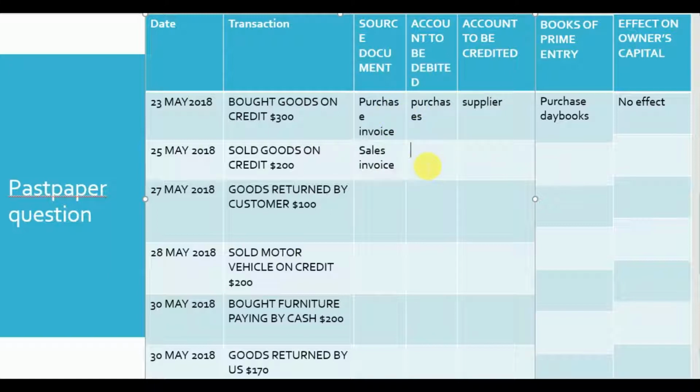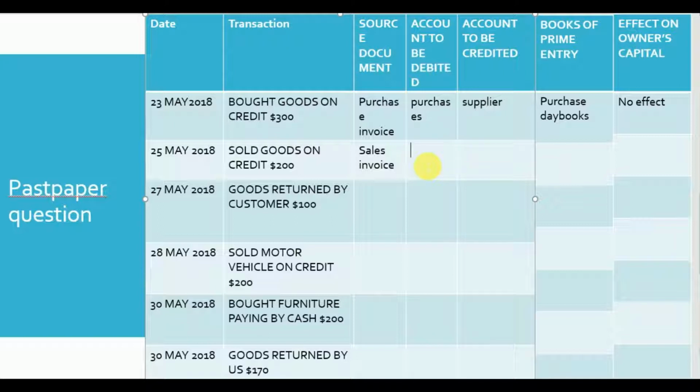In some papers, I have observed that rather than source document, it says account details obtained from. These are both the same things. These two columns are the same. Whether it is account details obtained from or source document, both are the same. So, account to be debited in this sold goods on credit.